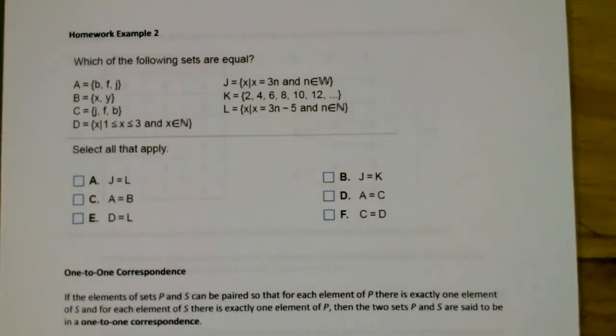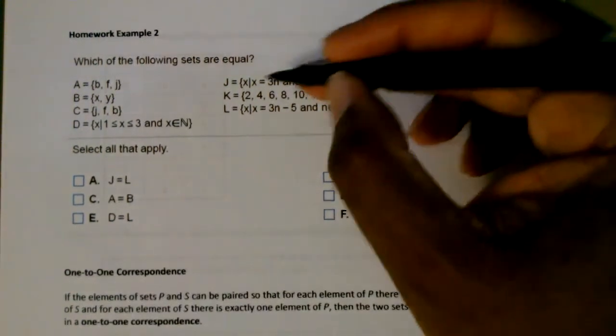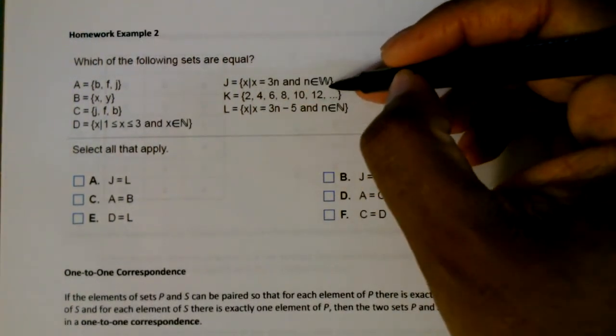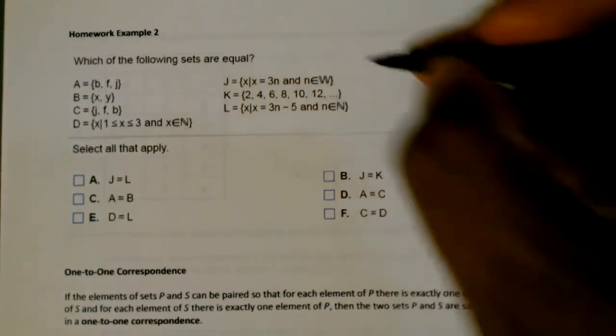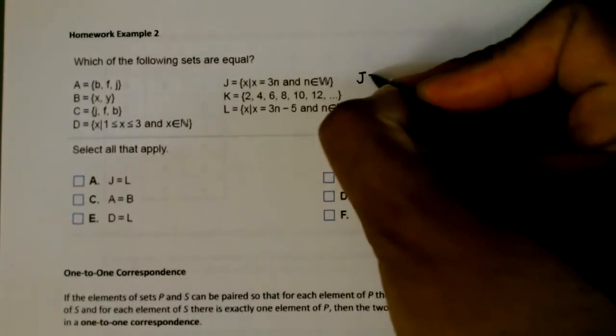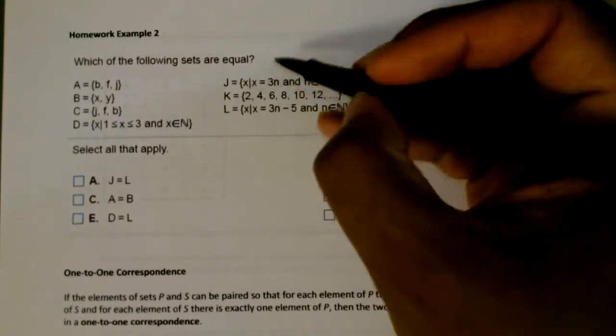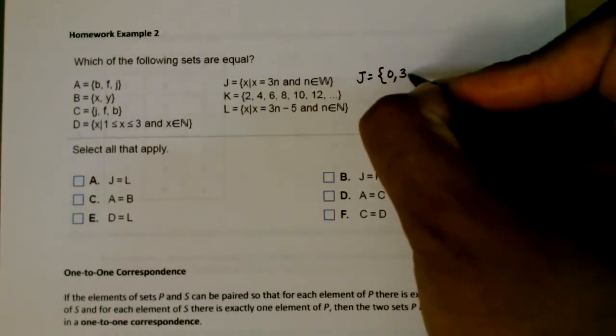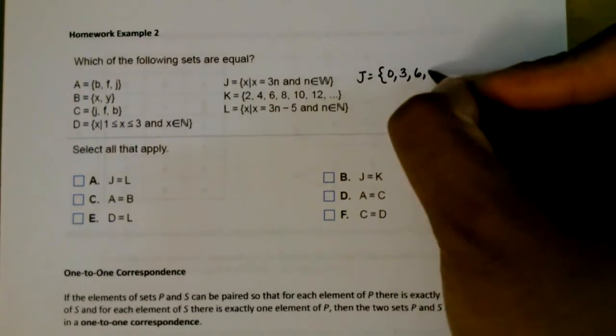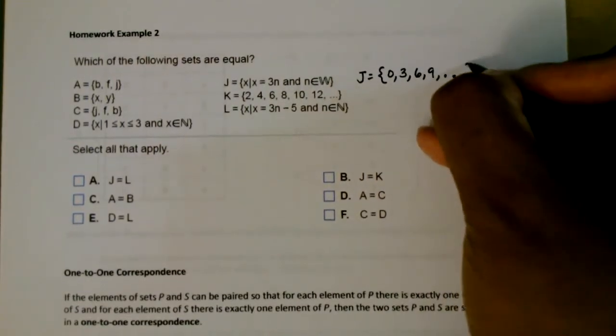All right, here's another homework example. You'll want to find out which of the following sets are equal. Well, let's look at J equaling to L. Here's J, and here's L. Whole numbers start with 0. So if I was to write this, that would mean, let's say 3 times 0 is 0. 3 times 1 would be 3. 3 times 2, which is 6. 3 times 3, which is 9, and so on.